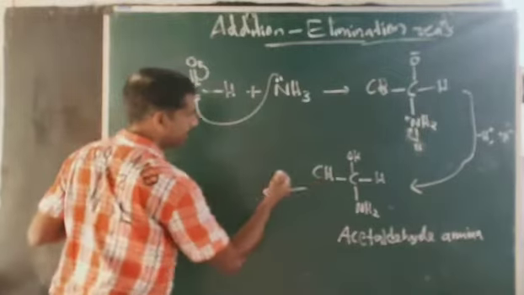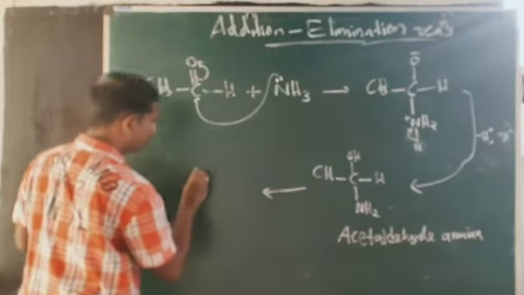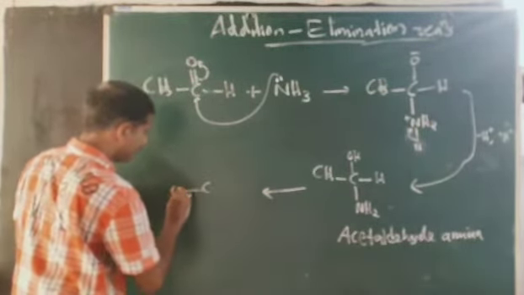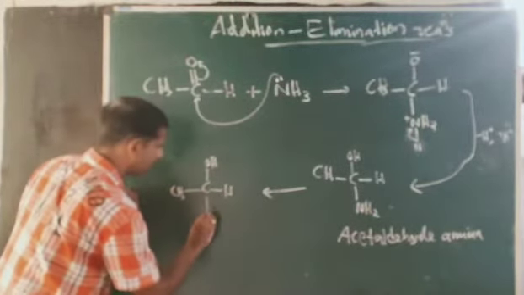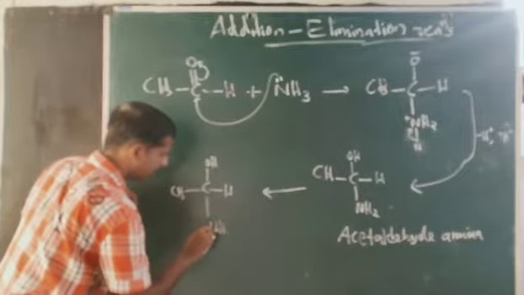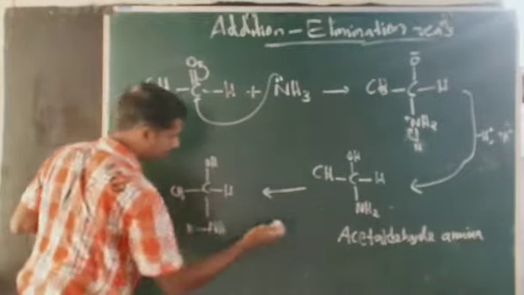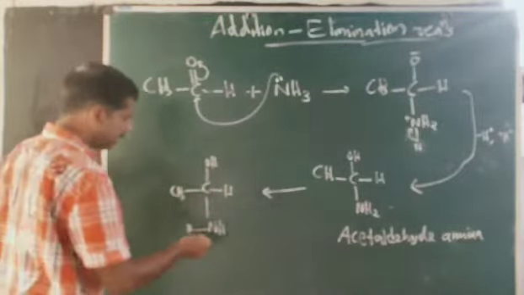So look at here, same thing. Once again I am writing the same compound. So here it is CH3H. Here it is OH. Now look at here. This NH2 can be written as NHH. Now in the next step, what is happening?